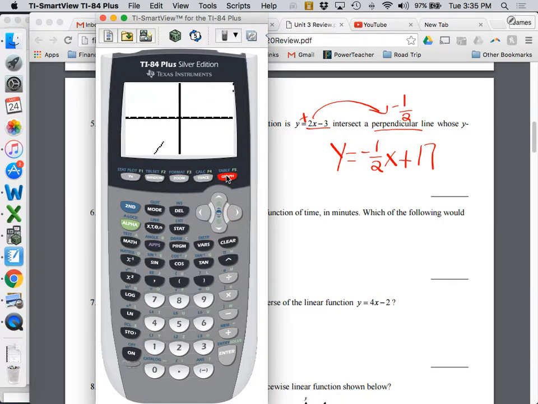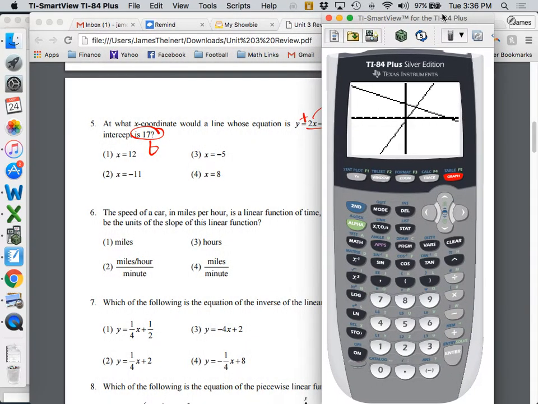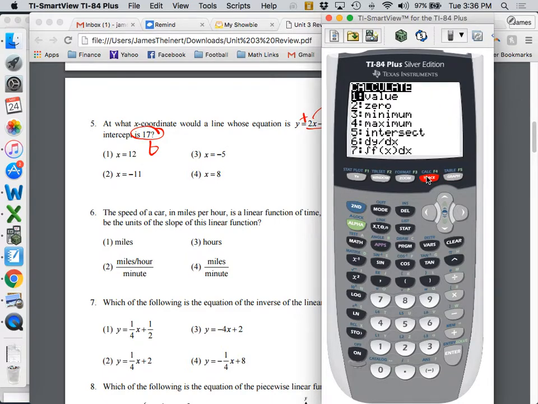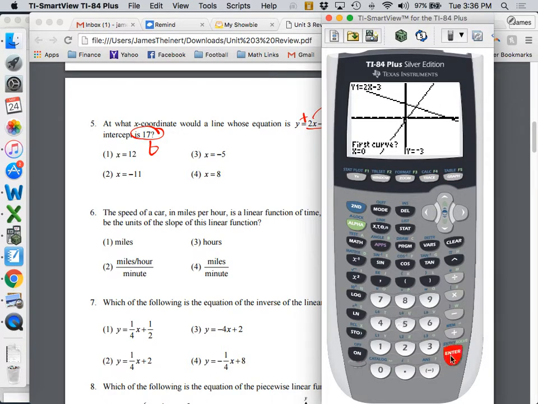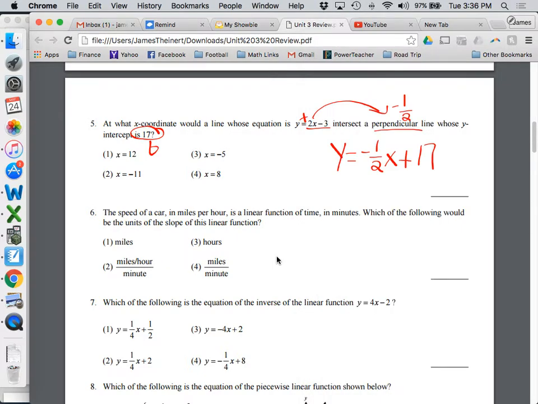Go ahead and graph. There's one line. There's another line. What's the x coordinate where they intersect? Second calc, intersect. X equals 8. A little bit of setup to get this equation, but once you have it, very easy.